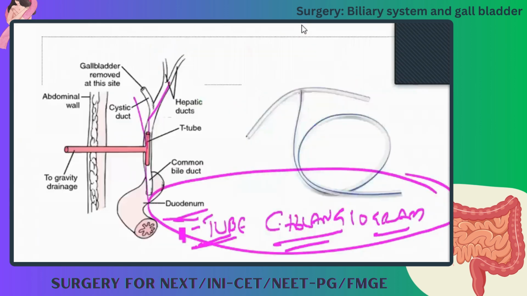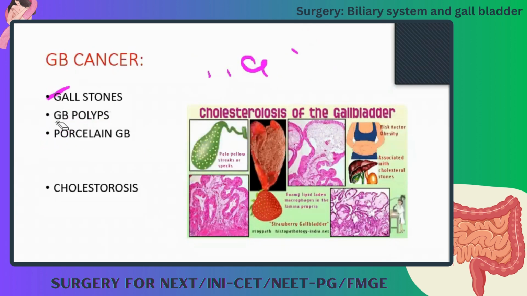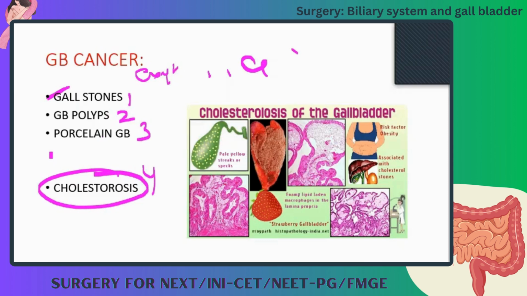In a previous exam, the question was: all the following are risk factors for gallbladder cancer, except. Option 1 is gallstone, 2 is polyp, 3 is porcelain gallbladder, and 4 is cholesterosis. So the answer is cholesterosis. Cholesterosis is nothing but the strawberry gallbladder. See here, you can see this.